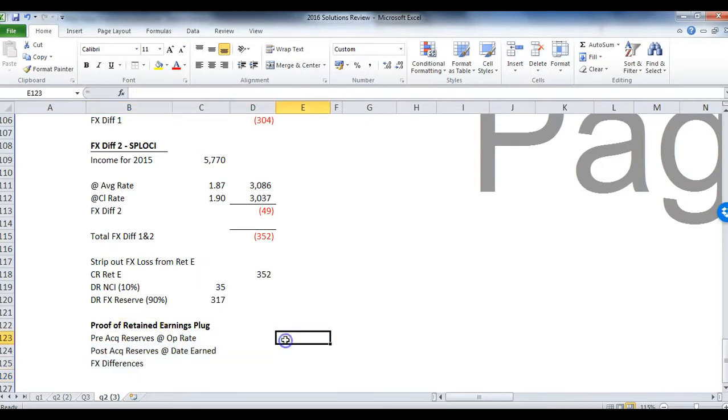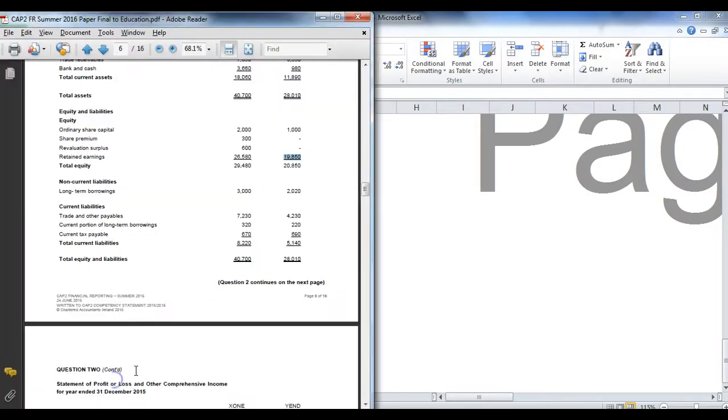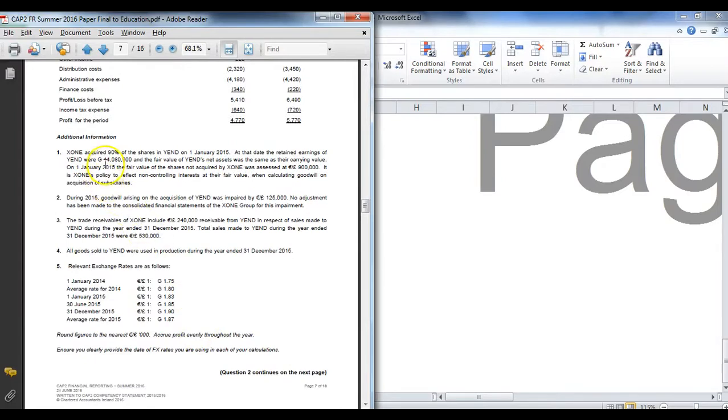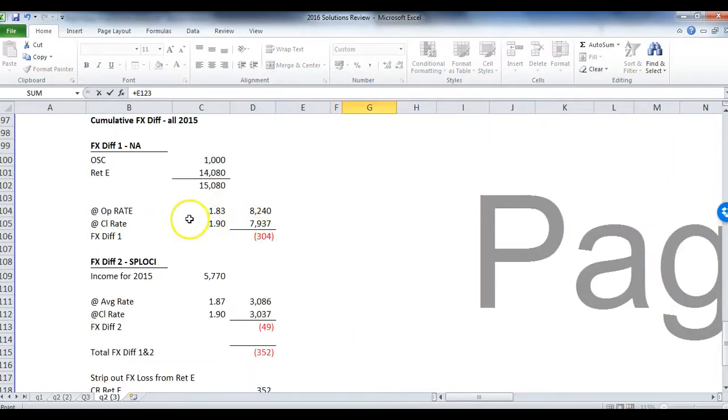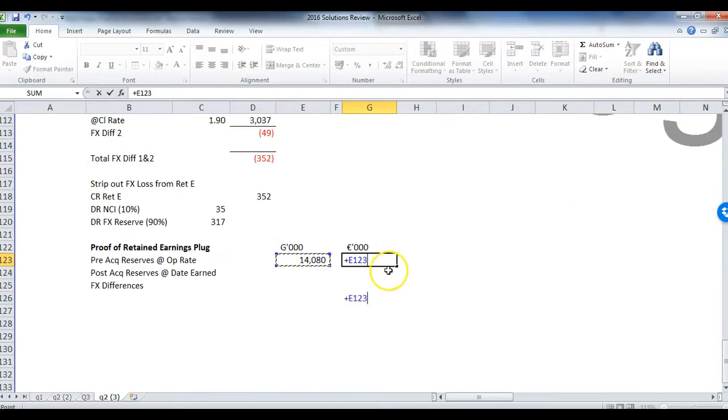So we can go back and see, can we look at each of these from a G's perspective and from a Euro perspective, just to prove the point that the 10,427 is correct. So again, this is more for tutorial purposes. What are the pre-acquisition reserves? Well, the pre-acquisition reserves at the date of acquisition were 14,080. That was the date of acquisition, 14,080. And those translated at that rate would have been 14,080, as was done up here, at 1.83.